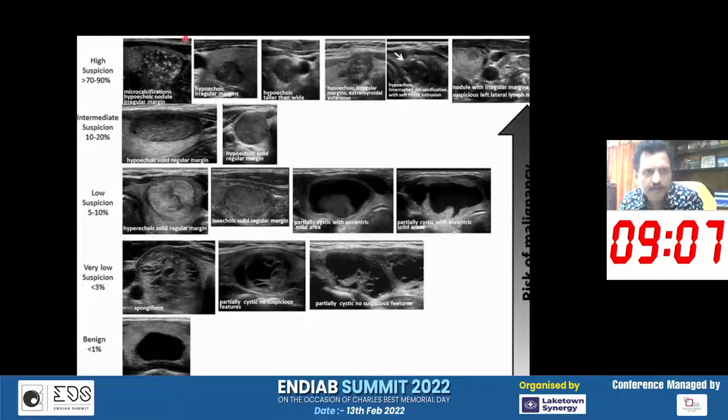On the other hand, this one has a quite thick margin, and there is heterogeneity inside the nodule, and calcification. And these are the calcifications. So these all indicate that there is a high possibility of malignancy. So this is the high suspicion area, and this is the benign. In between we have the others.